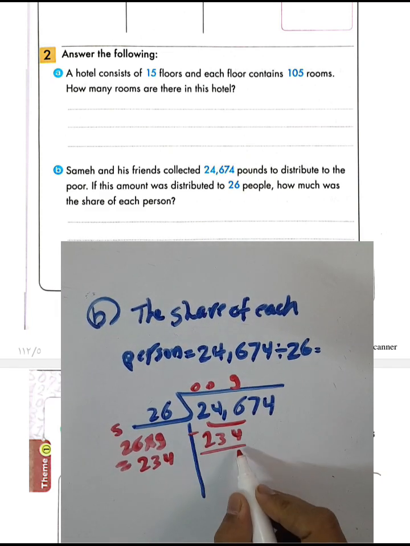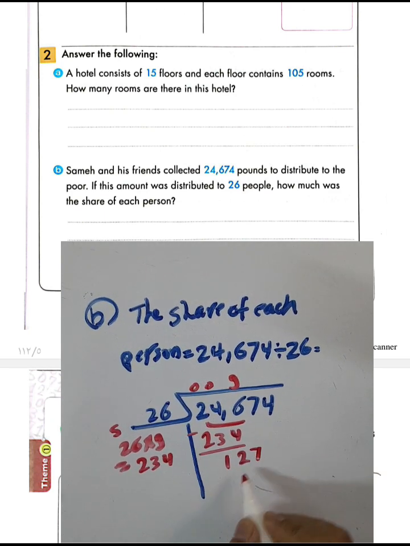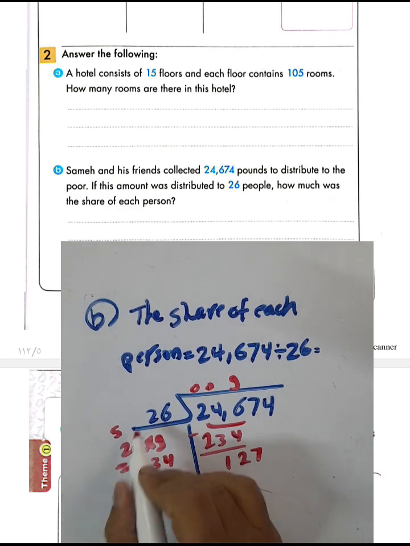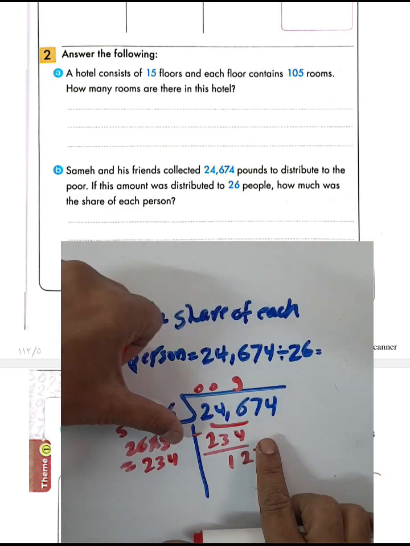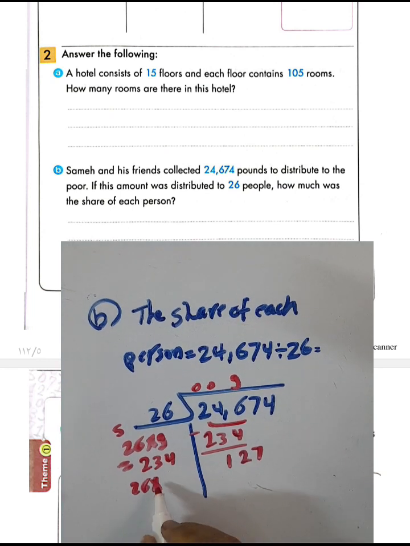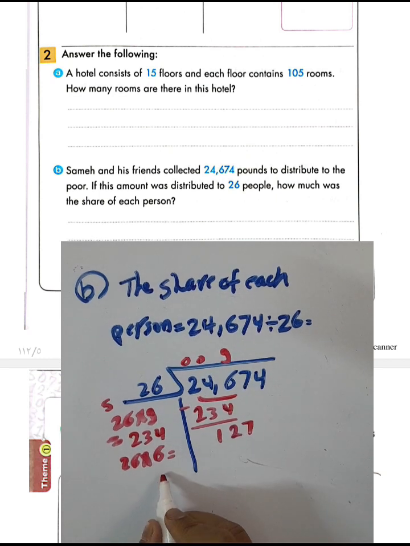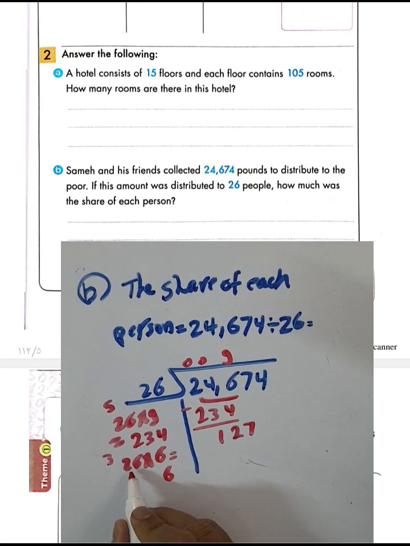The difference between them: 6 minus 4 is 2, and 4 minus 3 is 1, and then drop 7. 127 divided by this number, digit by digit, and 12 divided by 2 will be 6. Then 26 times 6 equals what? 6 times 6 equals 36. Write 6 and carry 3, and 2 times 6 equals 12.